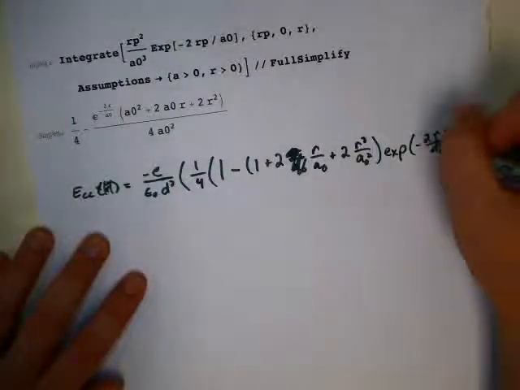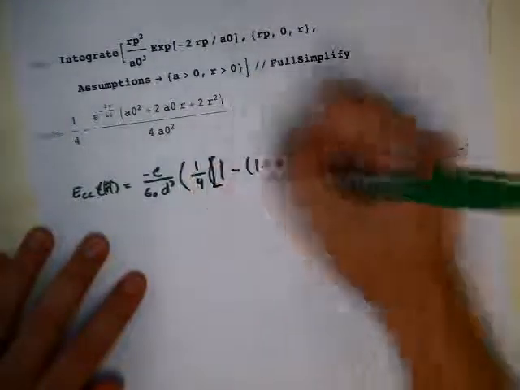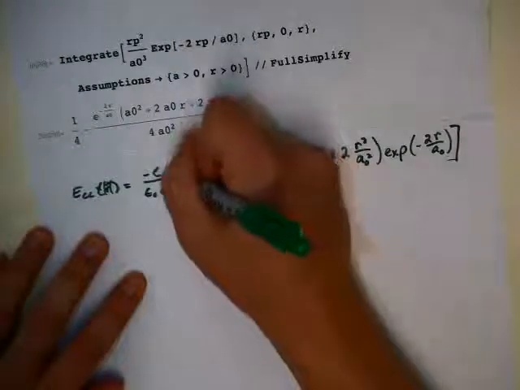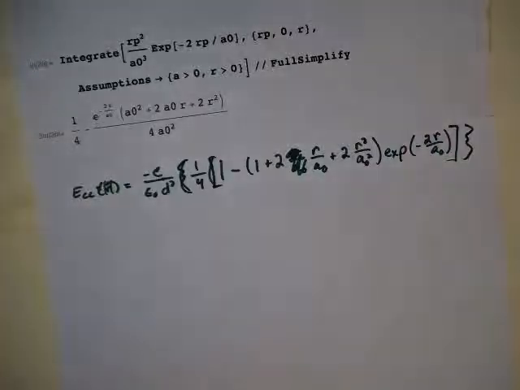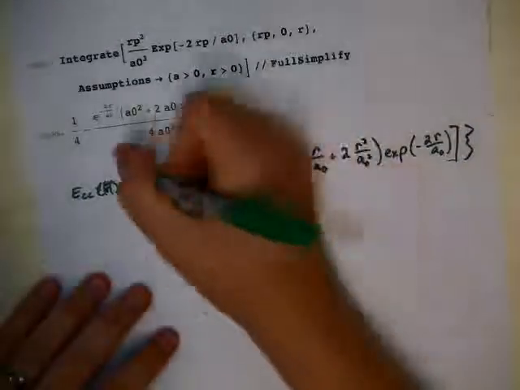Okay, so close the square parentheses and close the curly parentheses. There we go. Okay. And there's a pi I missed.